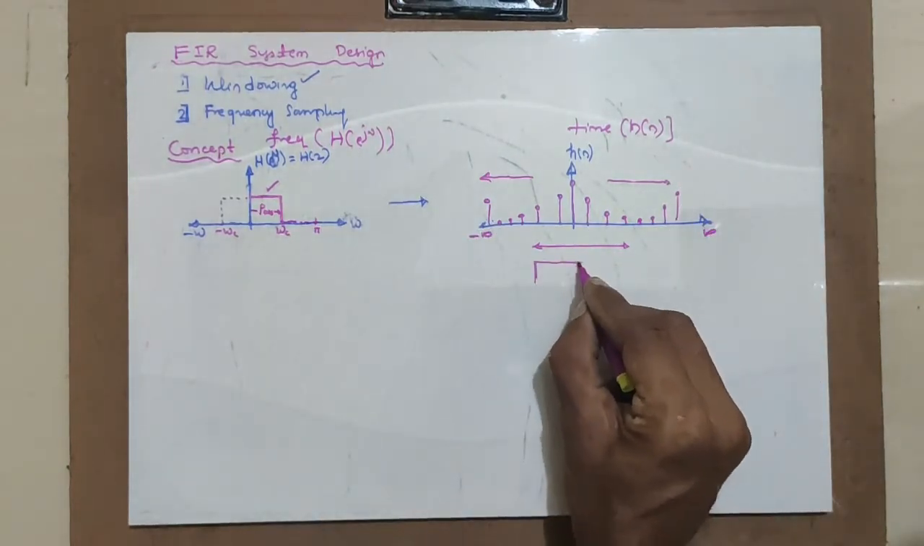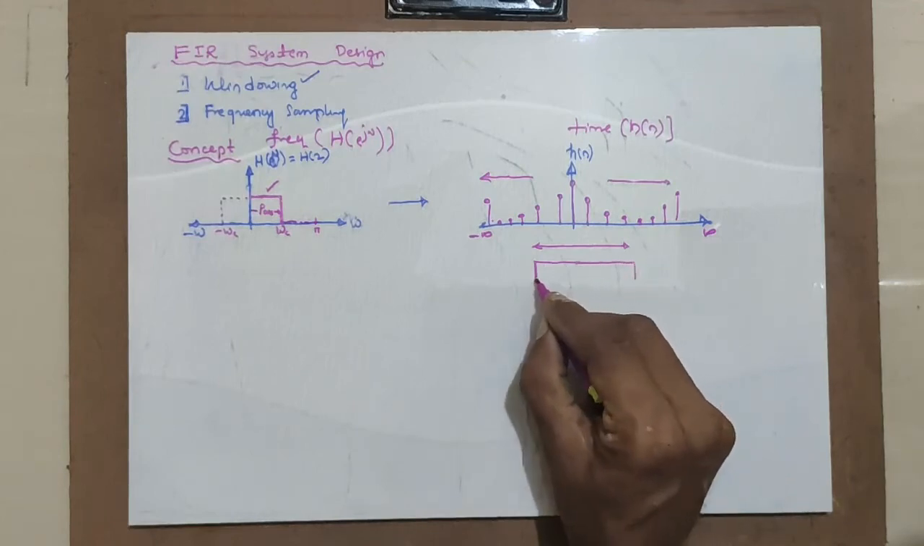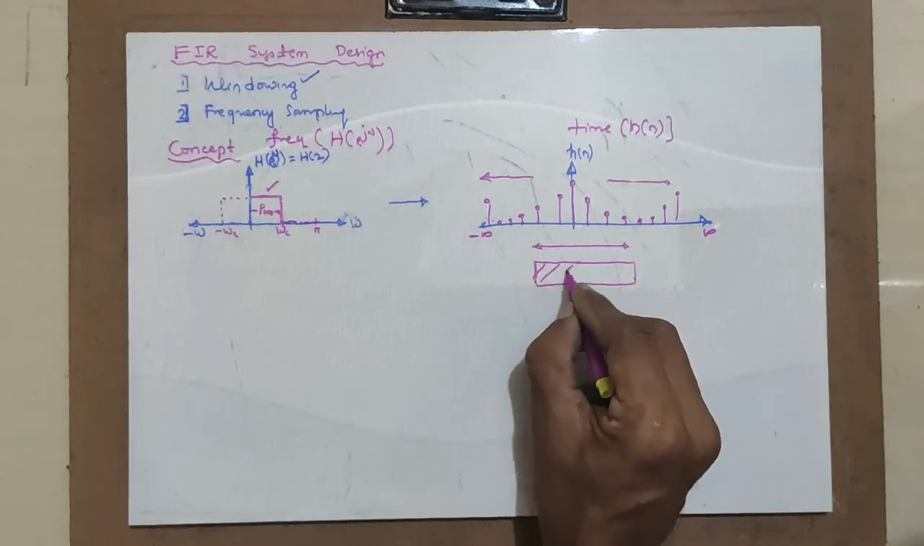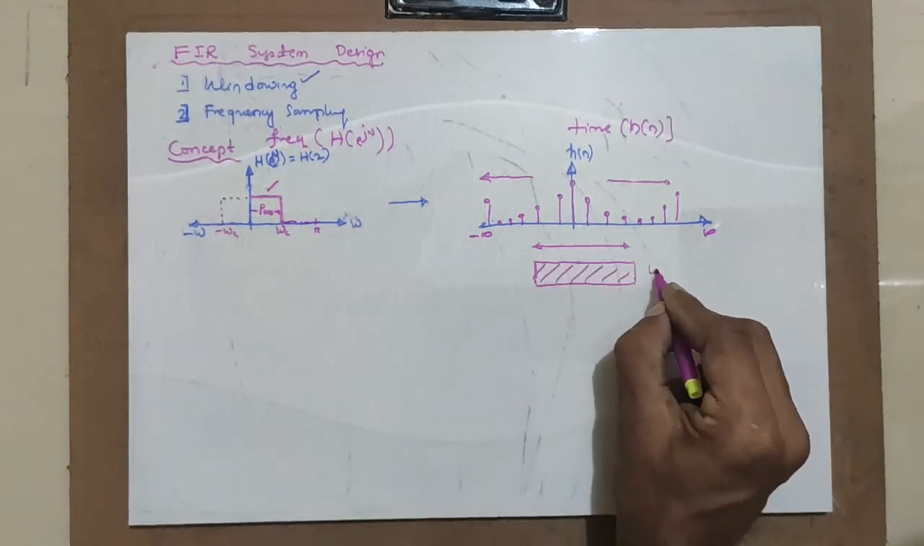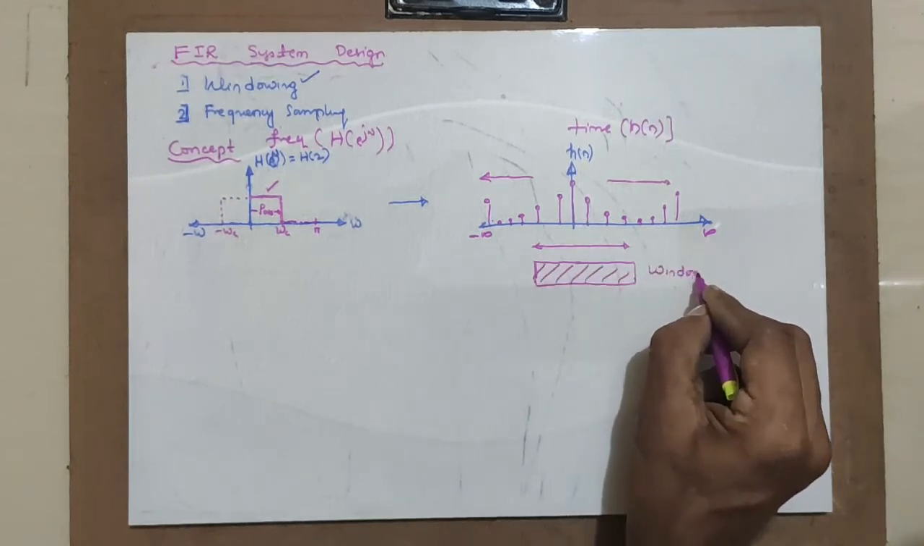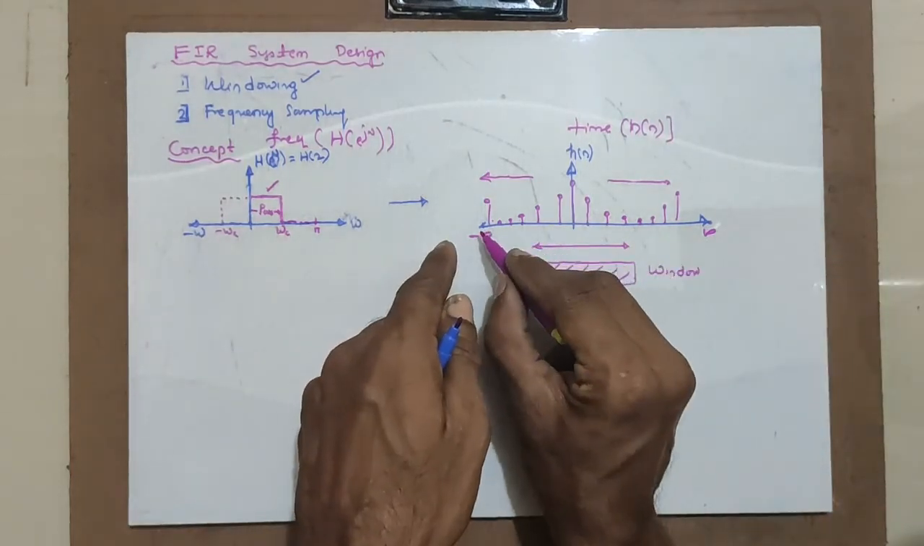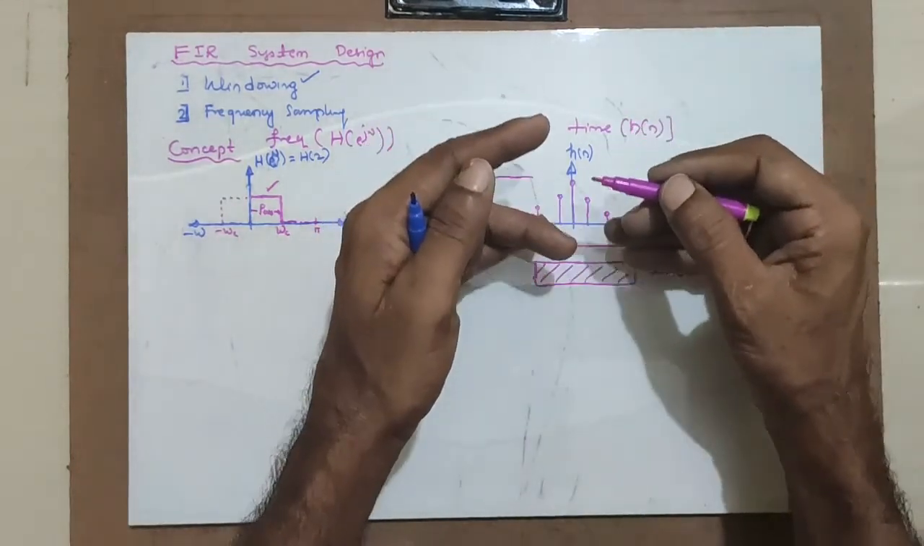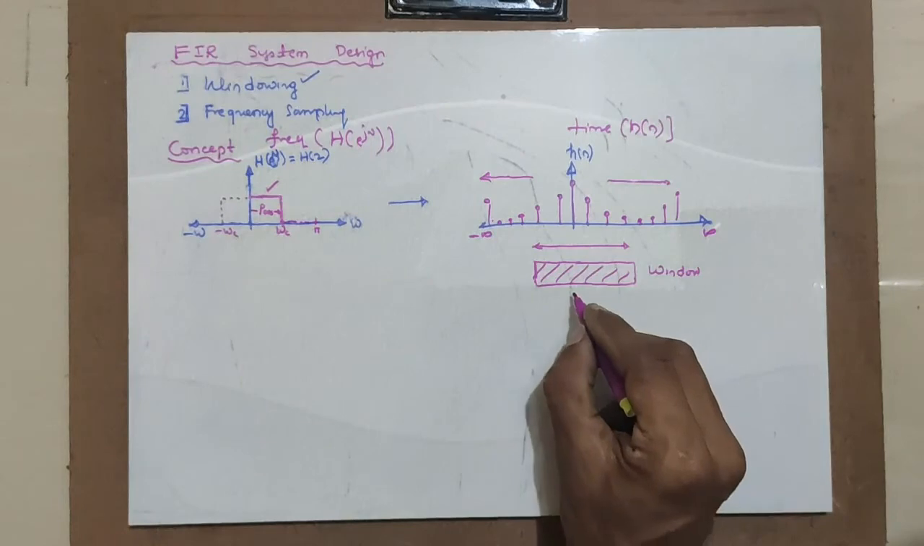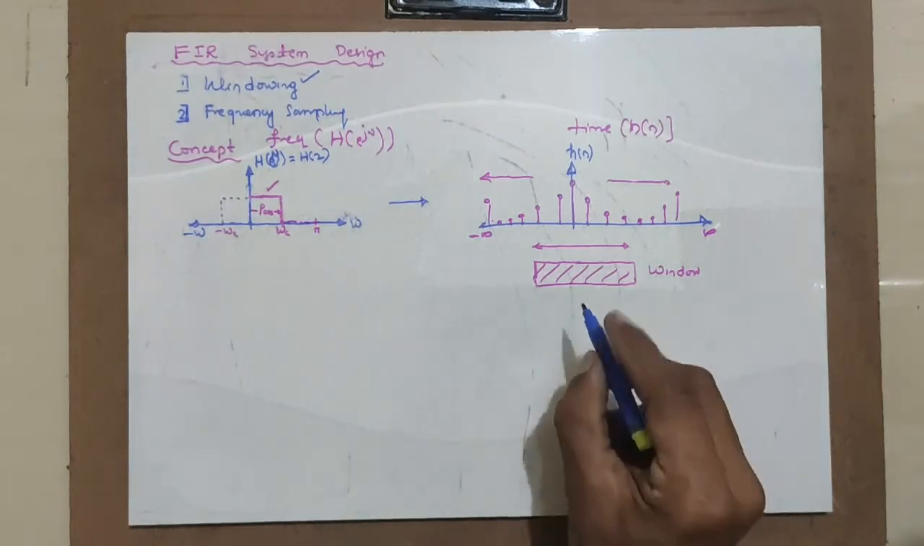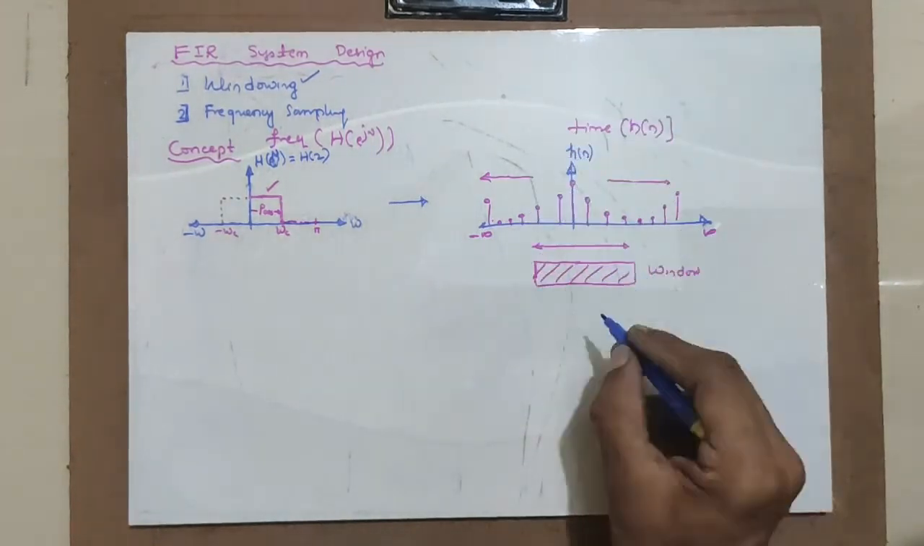Let us consider a window of this much length. This is the window. What do I do? The infinite impulse response, I will pass it through the window. Then what happens? H of n becomes limited. Just pass this infinite sequence through this window.